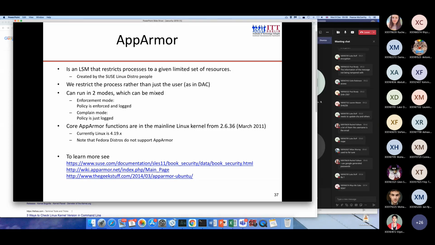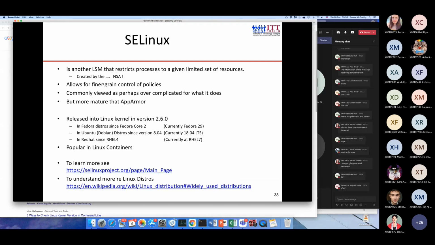Okay, so that's AppArmor. SE Linux. This is the one that people didn't trust because our friends created it. And the main difference between this and AppArmor is it allows for a finer control of policy. So in other words, you can really get into this and say, oh, I want to do this but not this, and things like that. It's commonly viewed as a little bit overcomplicated, and it's harder to admin because you have this finer grain of control of policies, right? It is more mature than AppArmor.